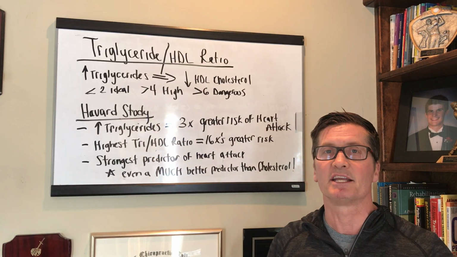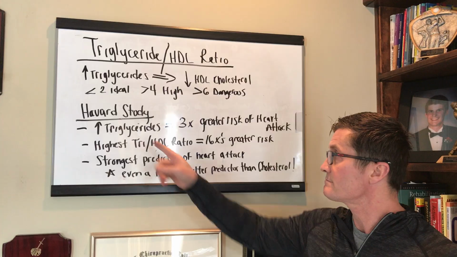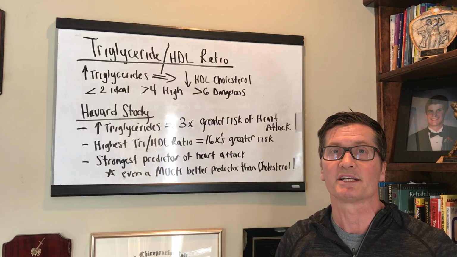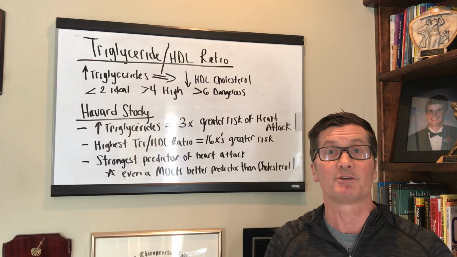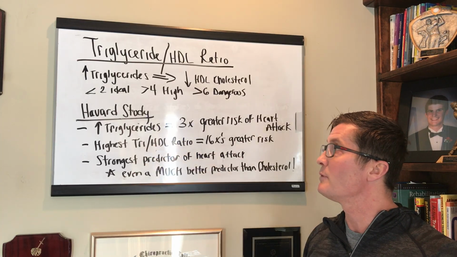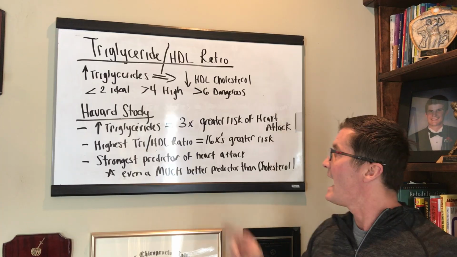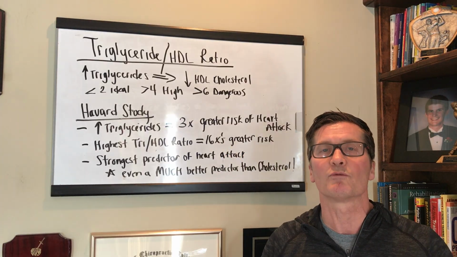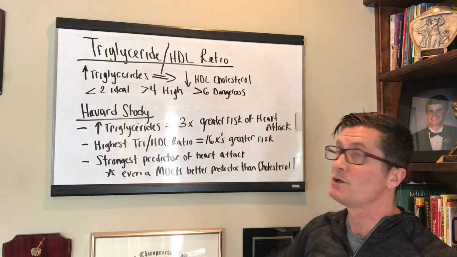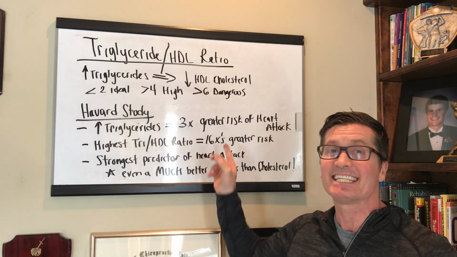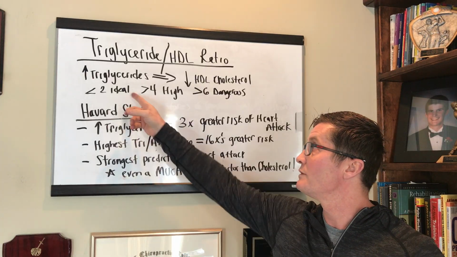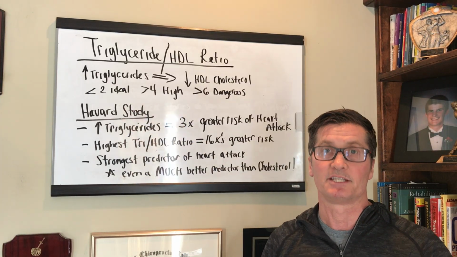Now, Harvard did a study on this ratio, and what they found was that if your triglycerides were high, you had a 3 times greater risk of a heart attack just by having high triglycerides. Forget about the HDL cholesterol. The people with the highest ratio had 16 times greater risk than the people with the lowest ratio. So people with a ratio over 6 had a 16 times higher incidence of heart attacks compared with people with an ideal ratio of less than 2.